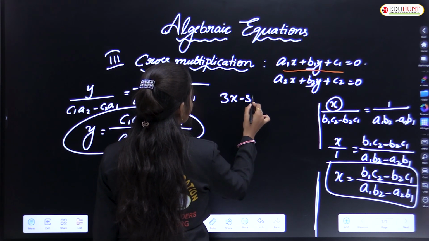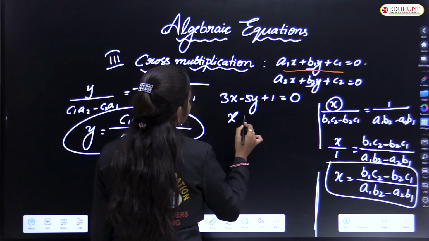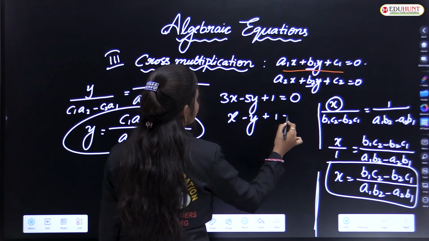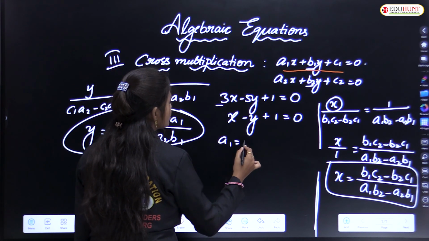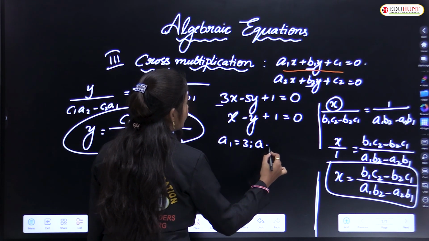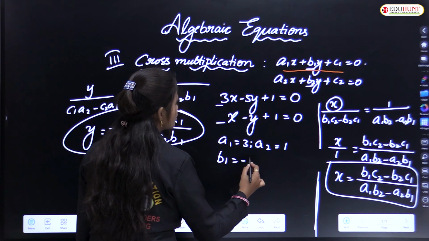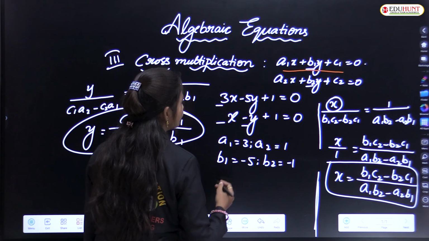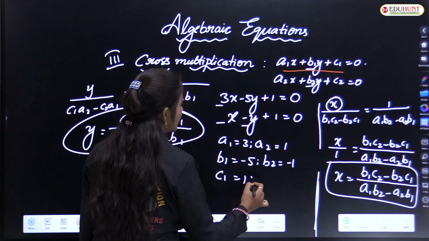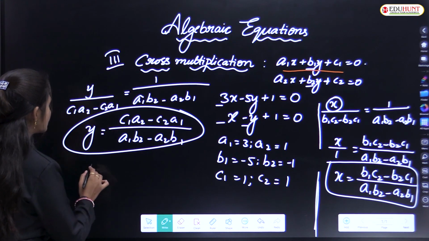3x minus 5y plus 1 is equal to 0. First equation, which one we took. Next one, x minus y plus 1 is equal to 0. This is the second equation. So here a1 is equal to 3. Next, a2 is equal to 1. Next, b1 is equal to minus 5. b2 is equal to minus 1. c1 is equal to 1. c2 is equal to 1. Clear? Now substitute the values here.